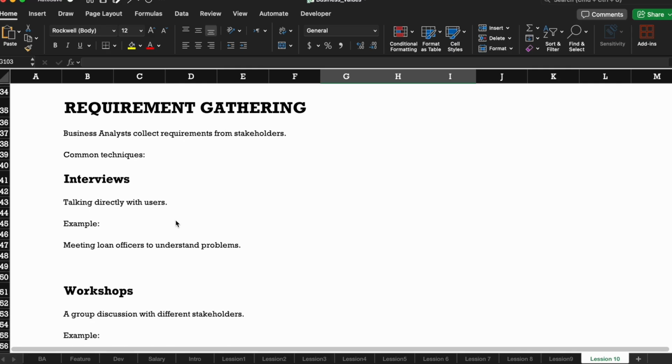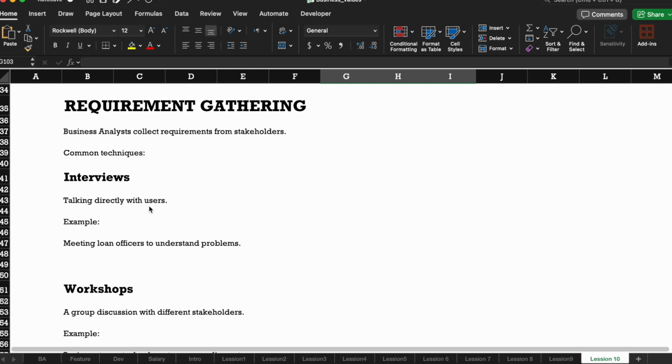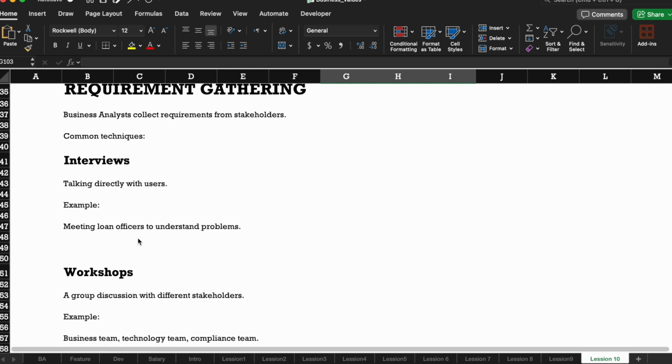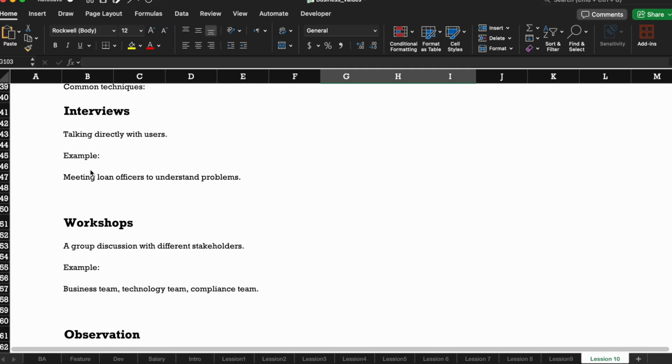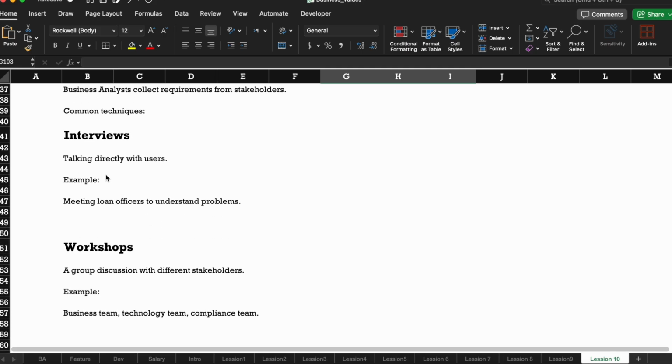Common techniques: interviews, talking directly with users, like meeting loan officers to understand the problem, right? You can work in the queue and understand the pros and cons, the pain points of the user or the customer or the end user who is going to use our software solution. In our case, the loan officer is going to use the solution, so you can sit with them and understand what problems they are facing.